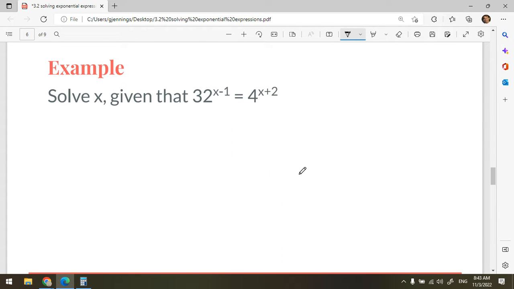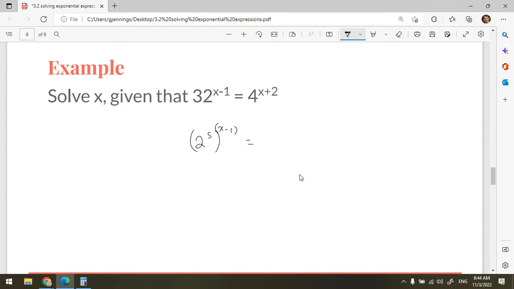Now, what about this little beastie? Okay. We have 32 to the x minus 1 is equal to 4 to the x plus 2. There is some value of x that makes this equation true. Let's find it. So here's how I do it. First, I'm going to rewrite 32 as a power of 2. This is 2 to the power 5. That's 32. And it's raised to the x minus 1.